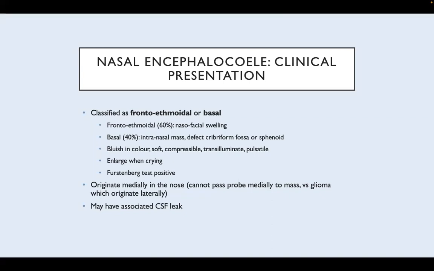They are described as being bluish in color, soft and compressible. They transilluminate, and they can be pulsatile. They also enlarge when crying, and the Furstenberg test is described as being positive. They originate medially in the nose, and this is important clinically because you can't pass your scope or probe medially to the mass. This is versus a glioma, which, as I mentioned earlier, originates laterally. And they may also have an associated CSF leak. And this occurs more commonly than in the case of a glioma or nasal dermoid.